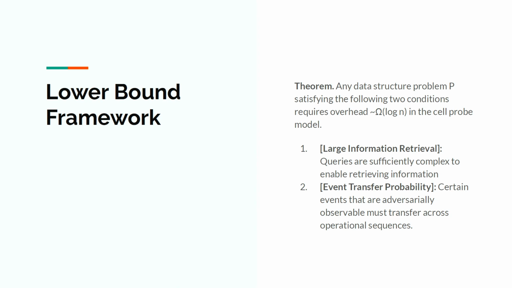So the 2 conditions that we require, one is what we call large information retrieval, which essentially says that queries are sufficiently complex. In other words, you need to have a data structure problem that retrieves information. If you had a data structure problem that doesn't return or just throws away all the information, you couldn't prove a lower bound. So that's the first condition. The second condition, event transfer probability, is sort of a proxy for privacy. And what it's essentially saying is that any event that an adversary can observe for one sequence of operations should transfer over to another sequence of operations. So this is, roughly speaking, a proxy for privacy.